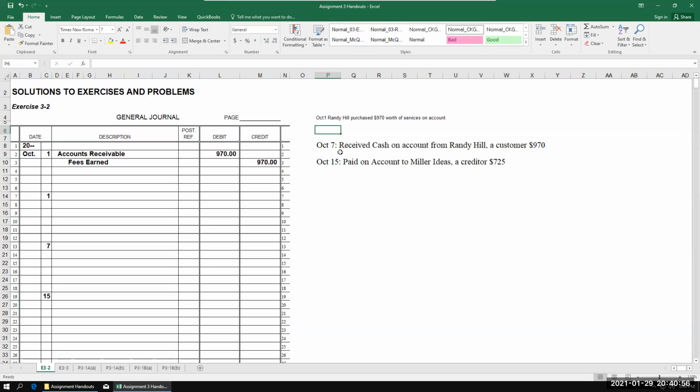So now when we get down to the 7th, what we have is just the transaction of Randy Hill paying off his debt to us. And so in that case, when we receive the cash on account from Randy Hill, what's happening is again, we're receiving cash. It says there right in the sentence for $970. And what we're going to do then is credit accounts receivable. And I'll tell you why.